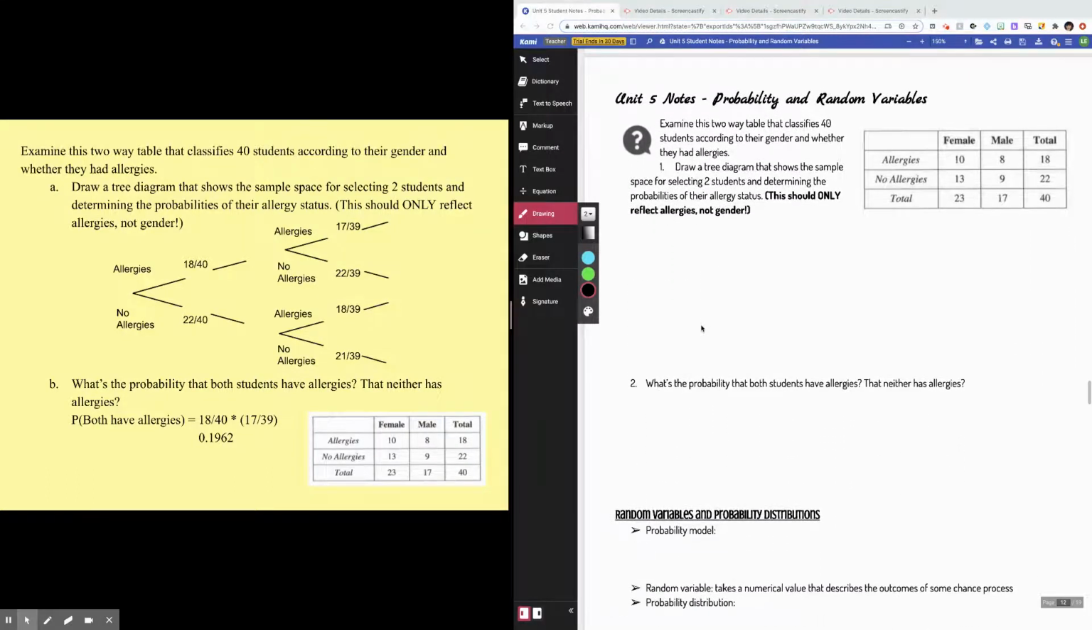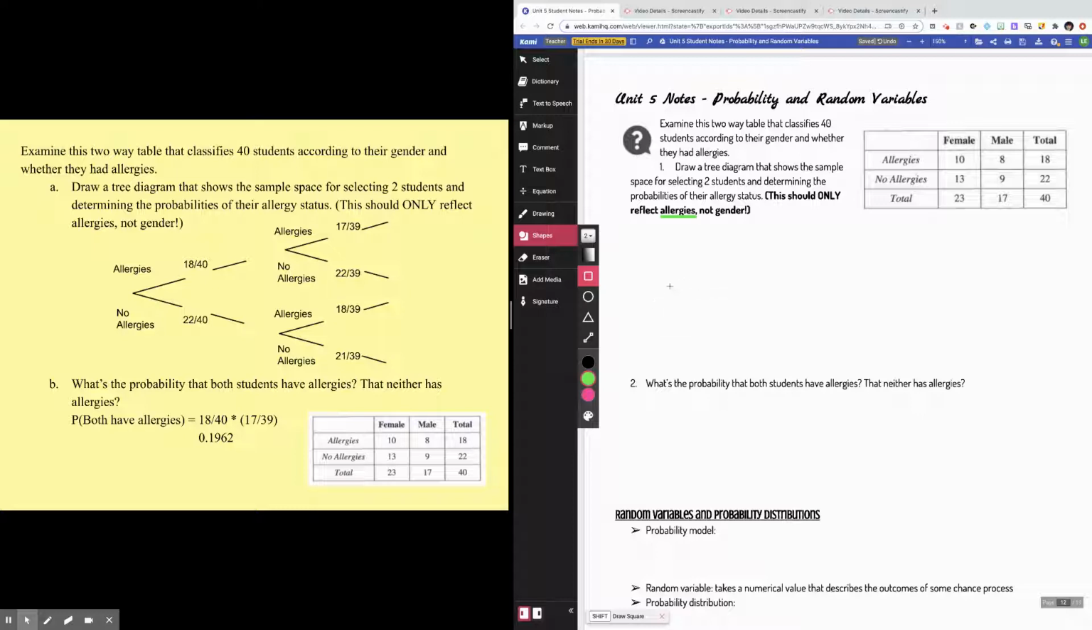So I have this two-way table here of females and males, and those that have allergies versus those that have no allergies. This question says to draw a tree diagram that shows the sample space for selecting 2 students. So we're going to have 2 branches, or 2 levels, of our tree diagram. And it says determine the probabilities of their allergy status. The tricky part is that they give this to you in a two-way table, but I only care about their allergy level. I don't care what gender these people are. The gender of the students doesn't matter to me.